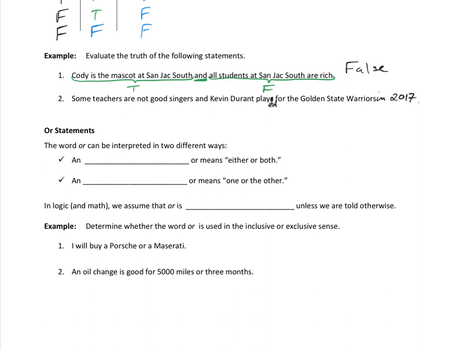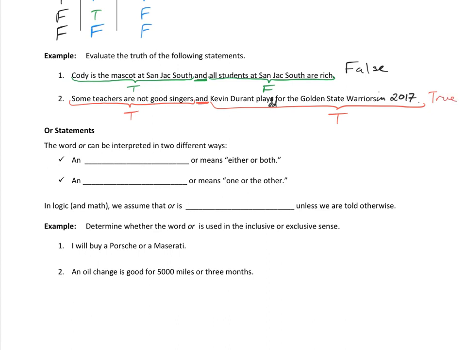Let's move on to the example 2 there. Example 2 says, some teachers are not good singers. And, okay, well, there's my logical connector. And I had to modify this statement here. The second proposition, Kevin Durant played for the Golden State Warriors in 2017. So, some teachers are not good singers. I would demonstrate, but I don't want to embarrass myself. That is absolutely true. And Kevin Durant played for the Golden State Warriors in 2017. That is also true. So this entire statement for number 2 is true.